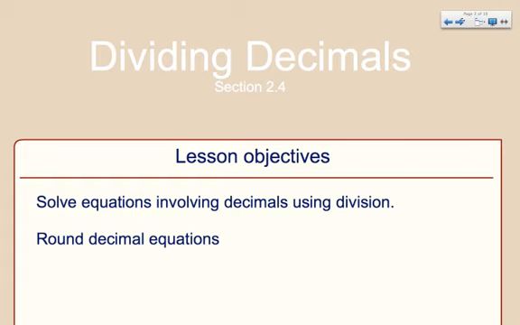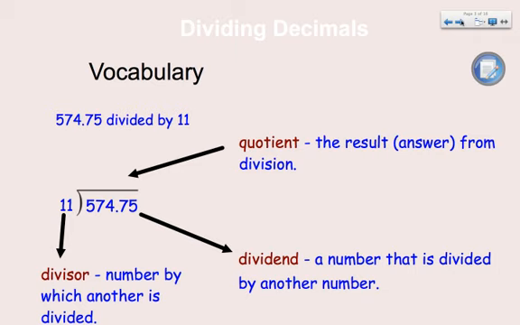Okay, well, first of all, let's go to our vocabulary. First, we need to learn about the division, what each part is in a division problem. First of all, your quotient. The quotient is the result or your answer from division. And when doing a division problem, the quotient is on top of the division problem. As you can see over there, above 574.75 is where the answer would go.